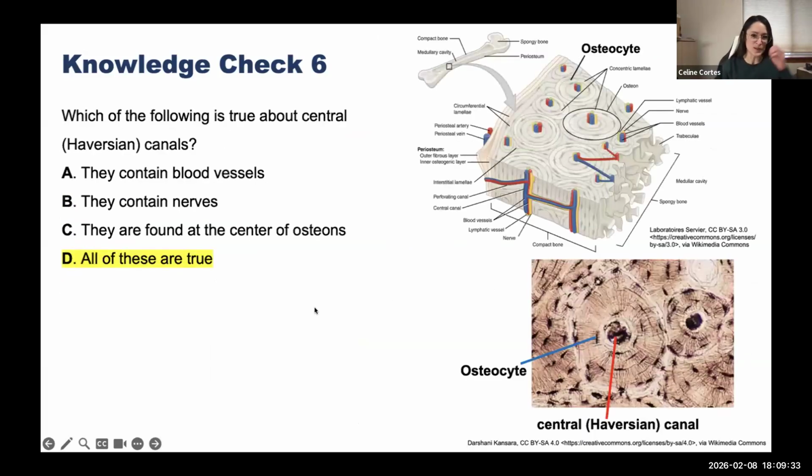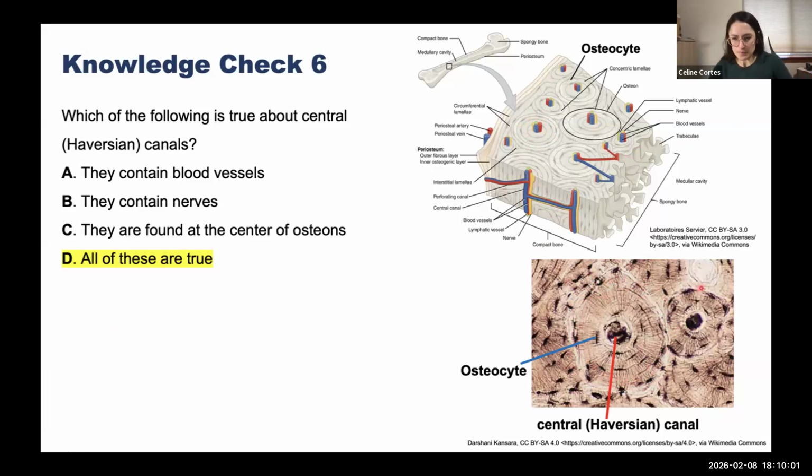Nice. Yeah, it looks like everyone's on the right track. All of these are true. Haversian canals are these little spaces within the bone at the center of osteons. Osteons are the basic functional unit of mature bone. So this is mature lamellar bone in this case.